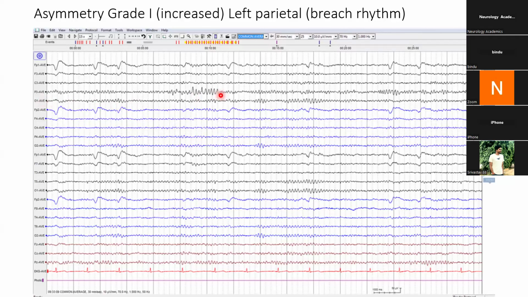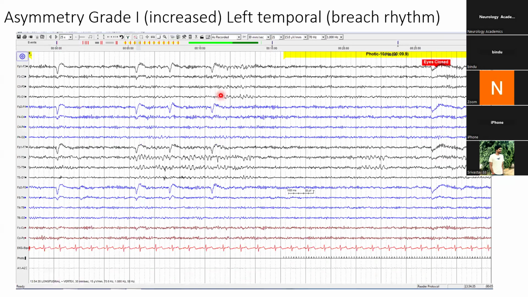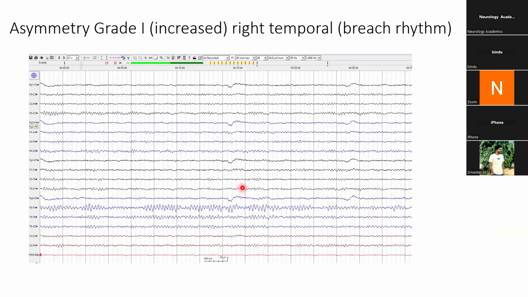Here also we can see there is an increased amplitude in the left temporal. So asymmetry grade 1 left temporal breach rhythm. Compared to the right side, it is more in amplitude. Here you can see there is an increased activity in the right temporal. So this is asymmetry grade 1 increased in the right temporal.